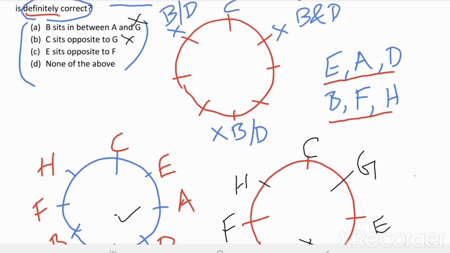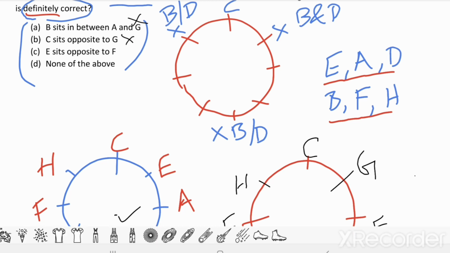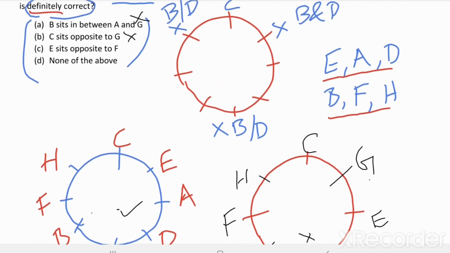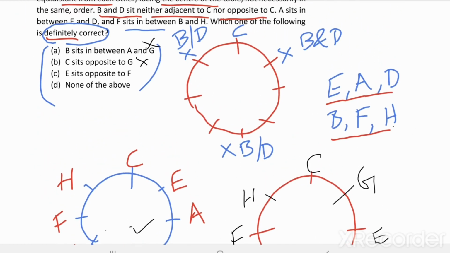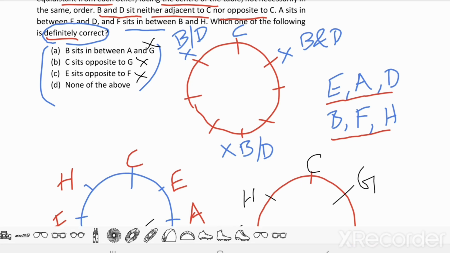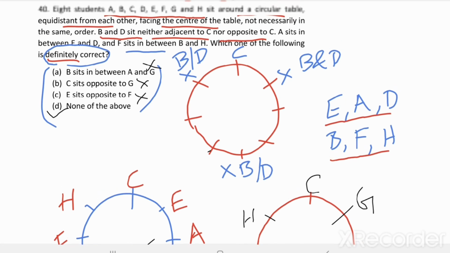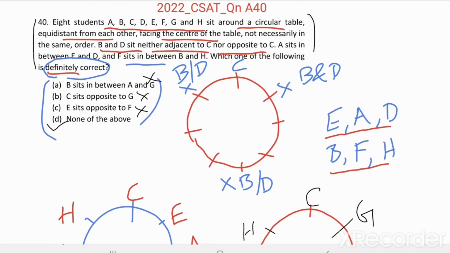The next one is also incorrect. E sits opposite to F. E sits opposite to B in the first figure. E sits opposite to F in the second figure. So we can say it is not always correct. So this is also incorrect. So the answer is option D. None of the above is definitely correct based on the given information here.